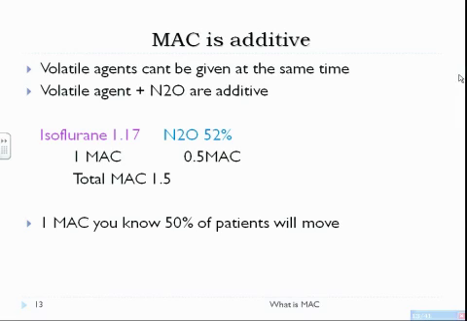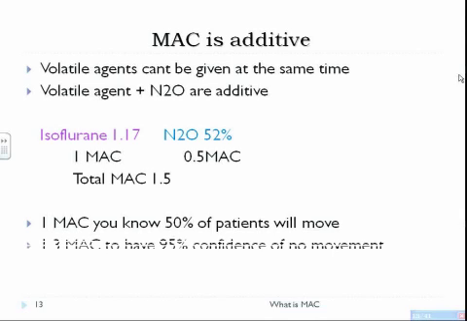Okay, so 1 MAC tells you that 50% of patients will not move. At 1.5 MAC, you're at almost 100% confidence that that person will not move because you're above that 1.3 MAC. Okay?